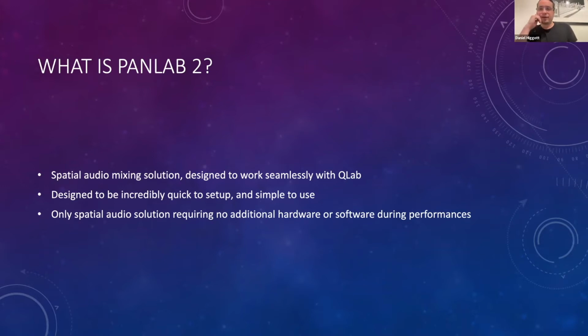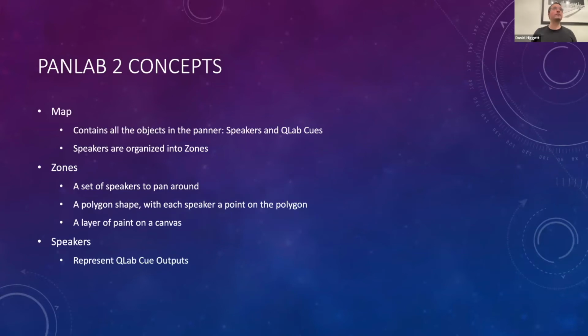We're also the only spatial audio solution, I believe, that doesn't require any additional hardware or software to be running during performances. Everything spatial audio related with panLab 2 is actually stored as Q output levels within the QLab queues themselves. So you can set up your system, set up your design using panLab 2, and then walk away and never load up panLab 2 on your production again, and you'll still get the benefit of having worked in a spatial audio environment. That's the background of the software.